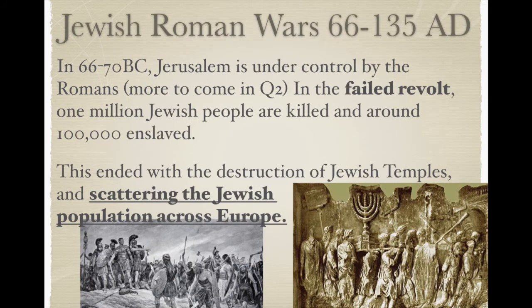Now around 66 to 70 BC, Jerusalem is controlled under the Romans, and there's a failed revolt that kills over 100,000 people. And around this time, there's something known as the Exodus, where Jewish people spread all around the world. Right? They no longer have a home, and this continues on for over 1,000 years.